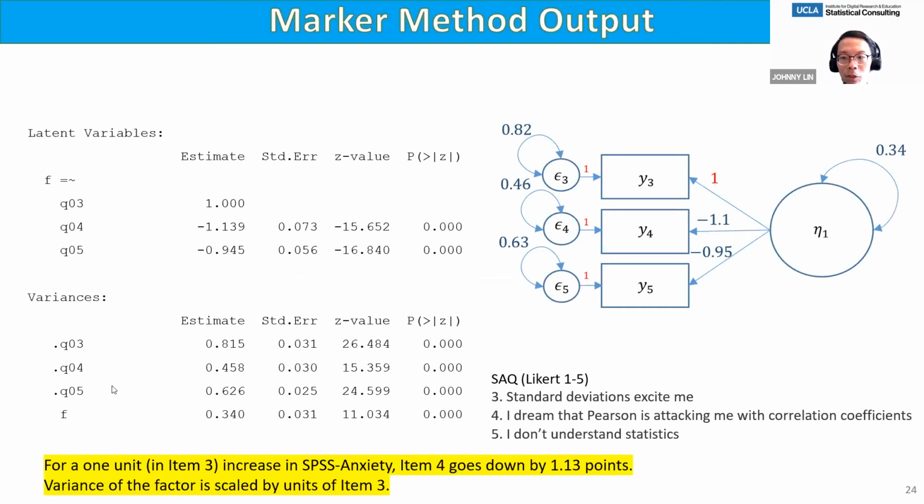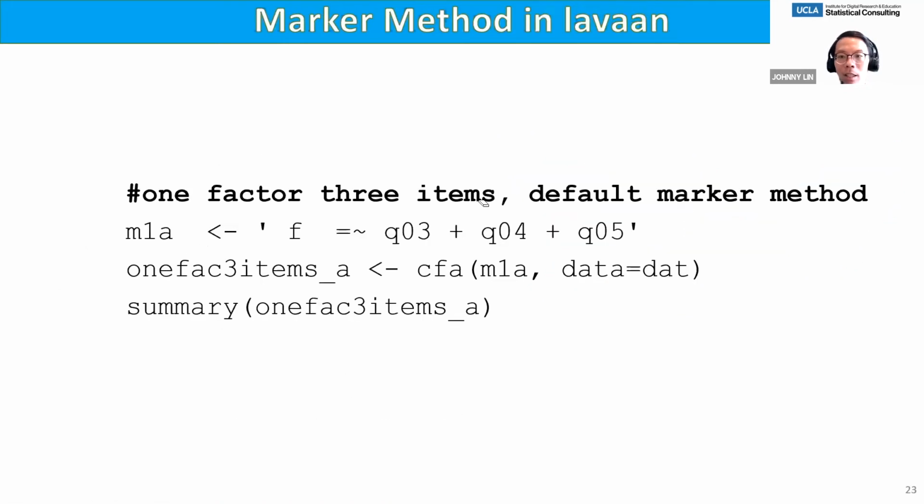Okay, so remember there are two ways to identify the CFA, right? Why do I show you this one first? Well, like I said, by default, lavaan does the marker method, so I didn't have to say anything here. This is where the theory comes into play, because if you didn't know that's the marker method, you would not know what lavaan is doing. What lavaan is doing is fixing the first loading to 1 and then freeing the variance. So it's really adding a 1 star in front of Q03. Let's see if that's true.